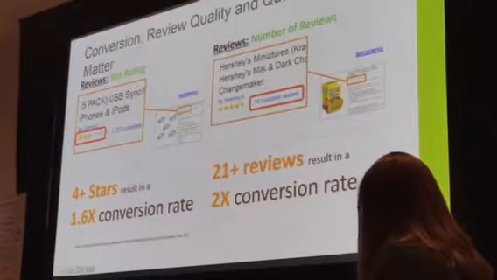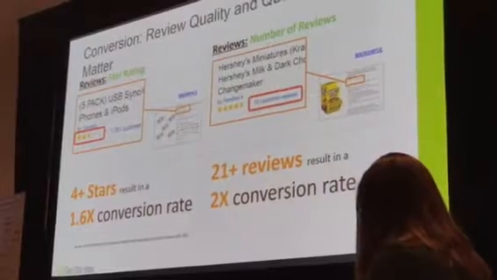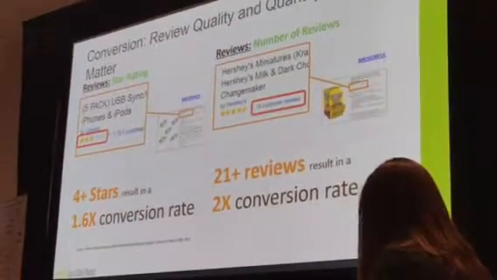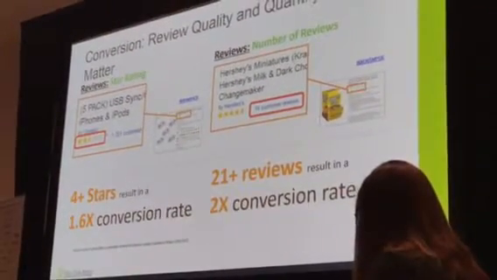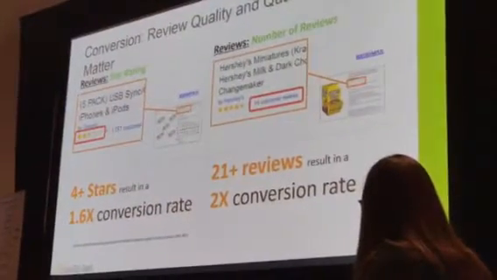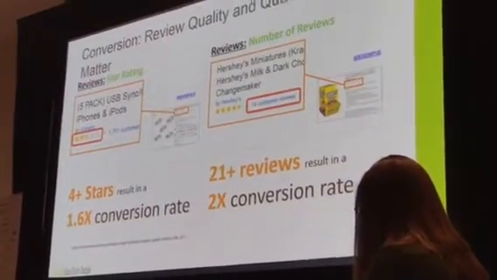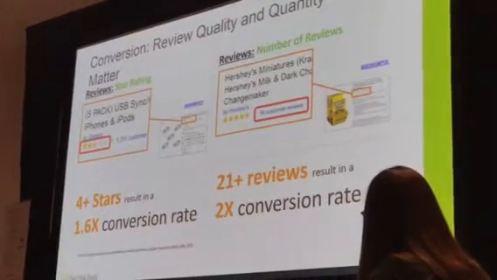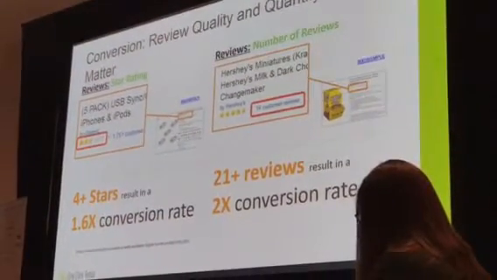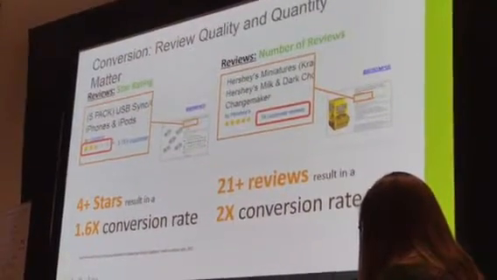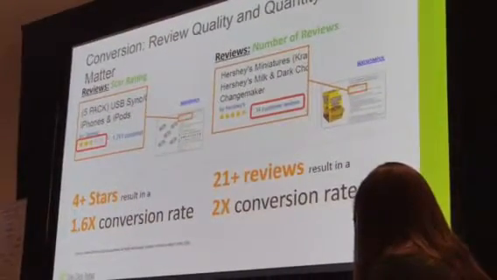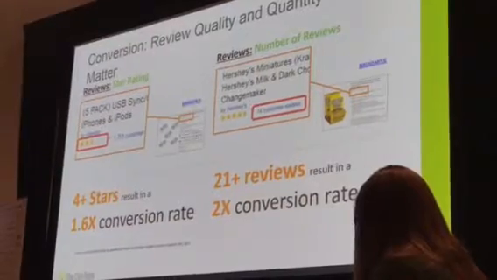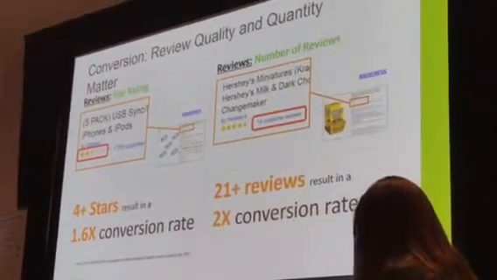Now, what's even more interesting is if you have 4-star reviews or more, it actually results in 1.6 times more conversion rate. So what that's saying is, if I have more reviews, it's more important than having better quality reviews. Obviously, you want both, but think about that. Amazon has a number of services that you can use, such as the Amazon Vine program, in order to get your items up to a point where they can hit that magic number of 21.